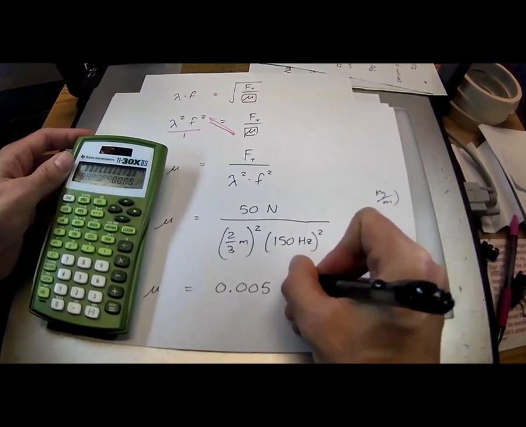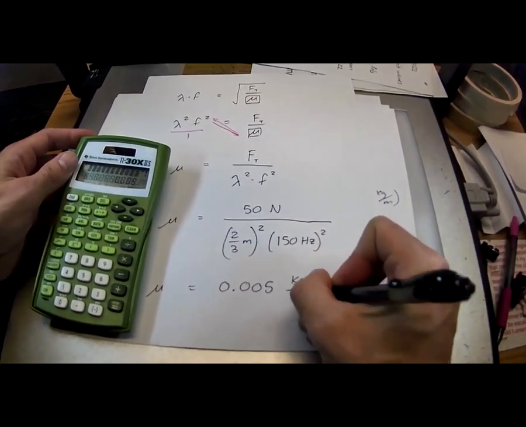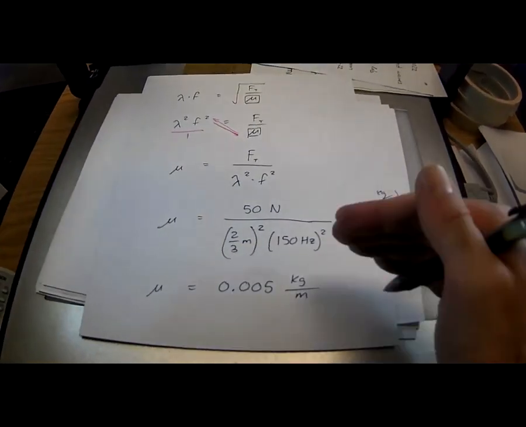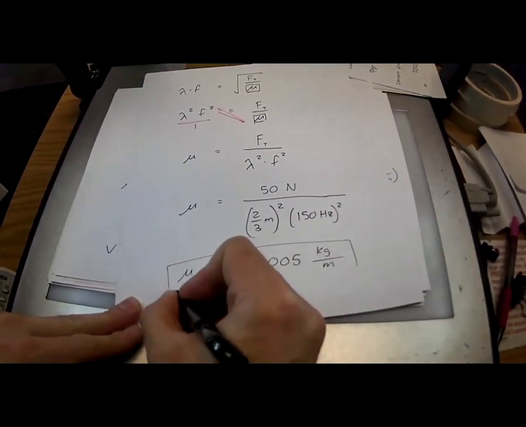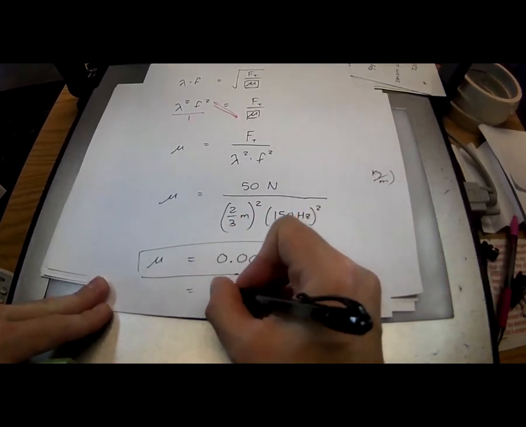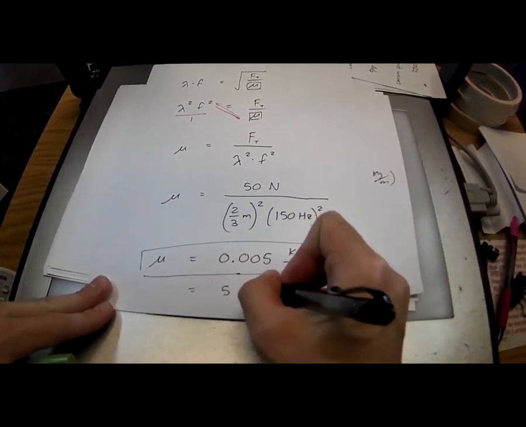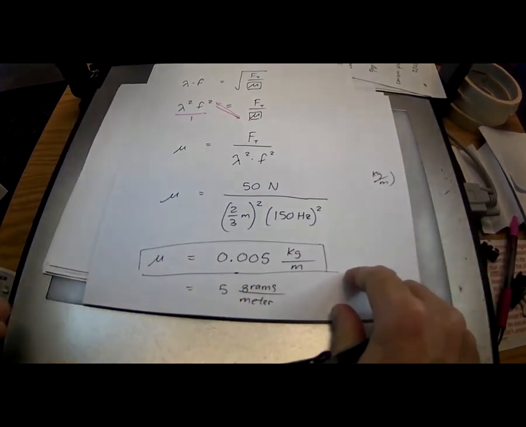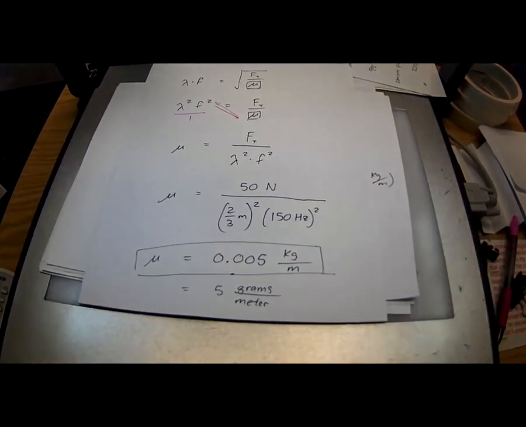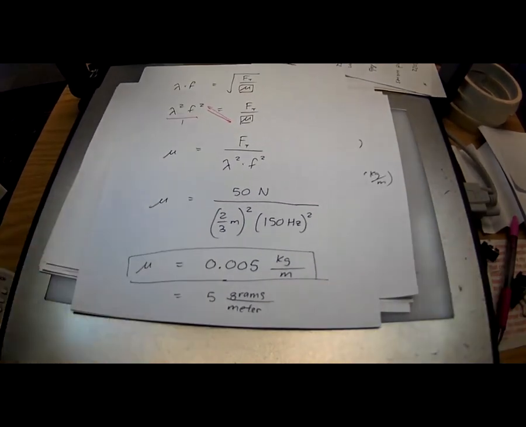0.005. That's kilograms per meter, if you follow the unit, because linear mass density, mass per unit length. There you go. And if you like, you could also call that 5 grams per meter. Right? Maybe that's a bit more intuitive to work with. And talking about a string, so really small linear mass density, right?